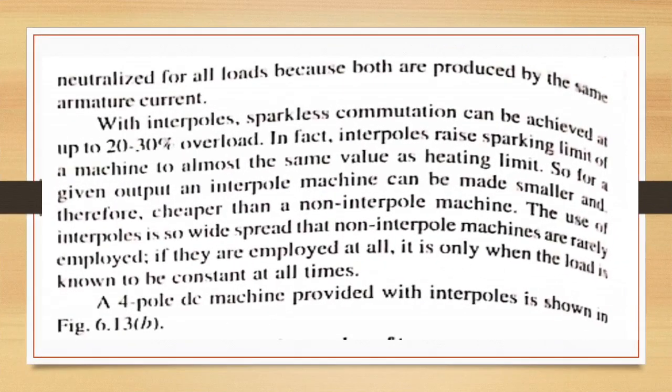So with interpoles, sparkless commutation can be achieved at up to 20 to 30% overload, and interpoles will raise the sparking limit of a machine to almost the same value as the heating limit. So for a given output, an interpole machine can be made smaller and therefore cheaper than a non-interpole machine. The use of interpoles is so widespread that non-interpole machines are rarely employed, and then only when the load is known to be constant at all times.